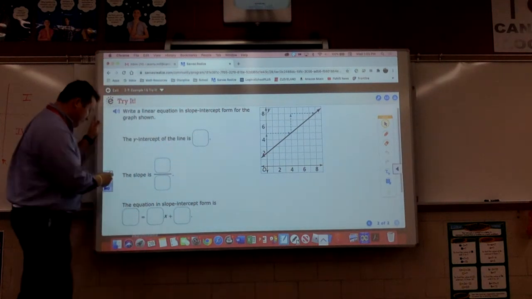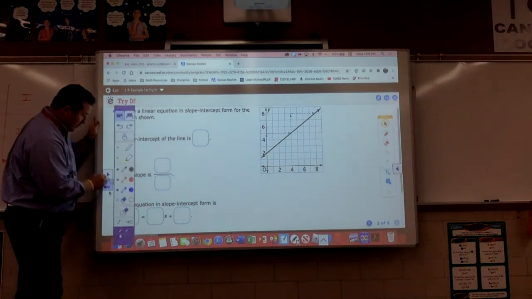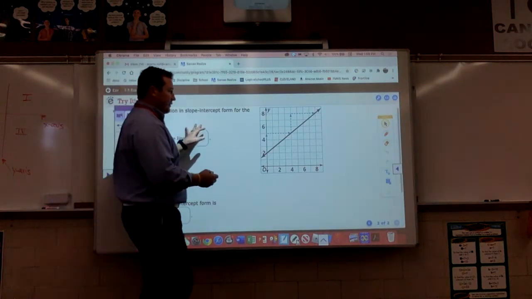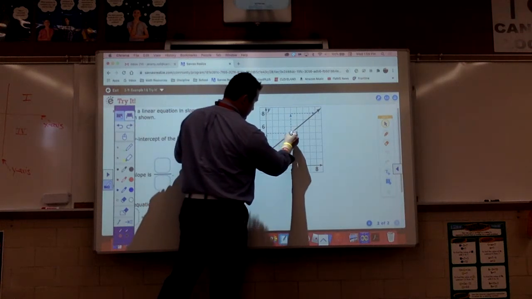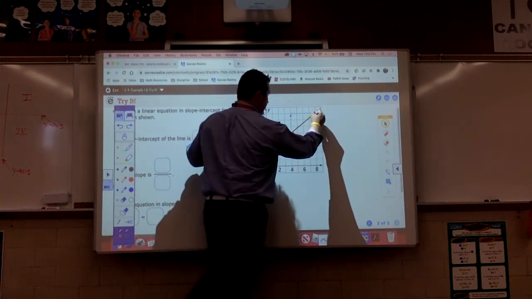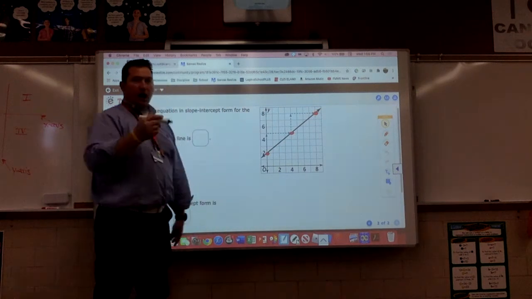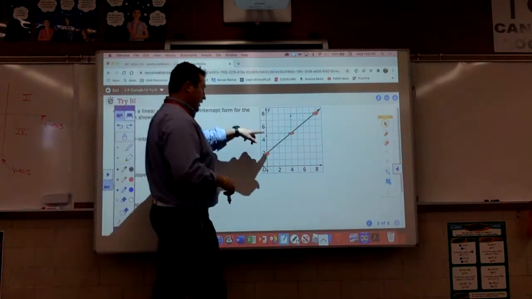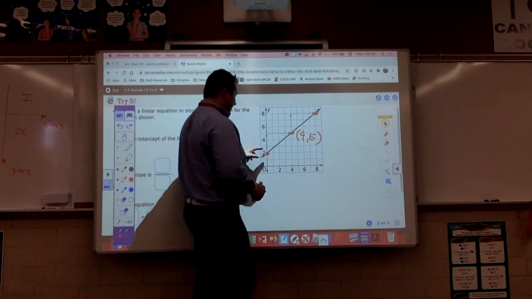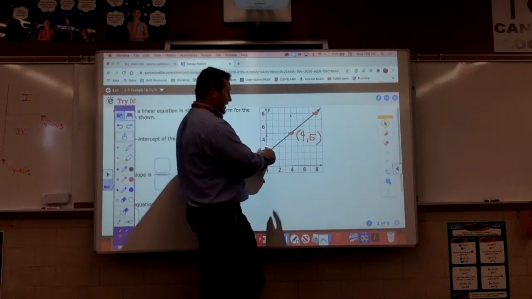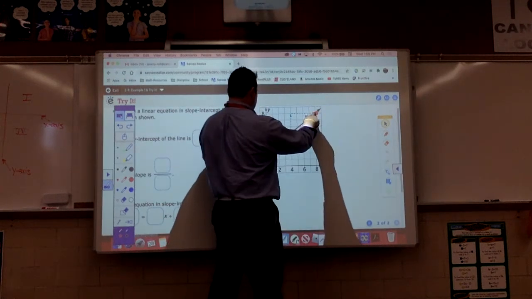So here's what it looks like, my friends. Let's find slope first. Find me 2 good points. Good point here. Good point here. Good point here. I don't care which 2 you use. I'm going to use this one, at 4, 5. I can never get those other ones right, so I'm not going to worry about that one. I'm going to use this one up here, at 8, 8.